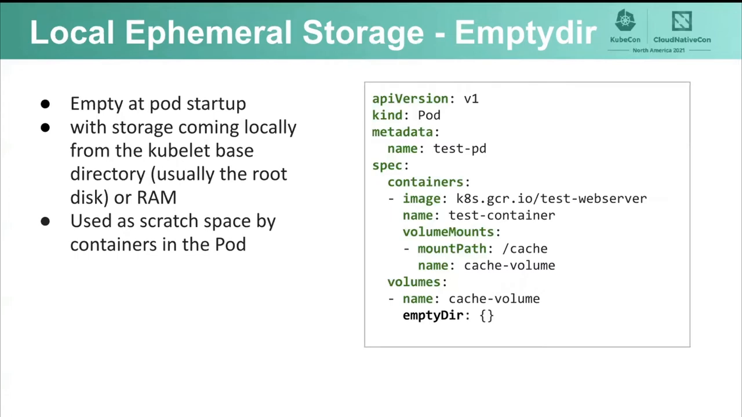An emptyDir volume is first created when a pod is assigned to a node, and it exists as long as that pod is running on that node. As the name suggests, the emptyDir volume is initially empty. All containers in a pod can read and write the same files in the emptyDir volume, though that volume can be mounted at the same or different paths in each container. When a pod is removed from a node, the data in emptyDir is deleted permanently. And emptyDir is usually used as scratch space.